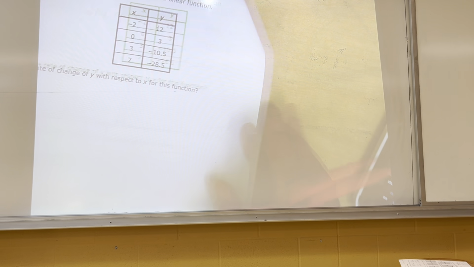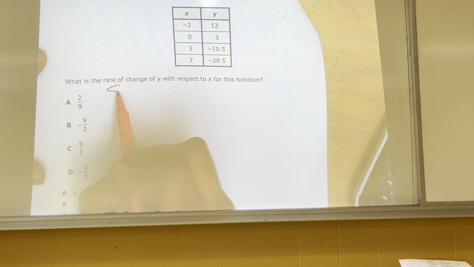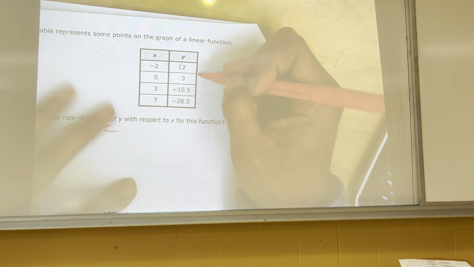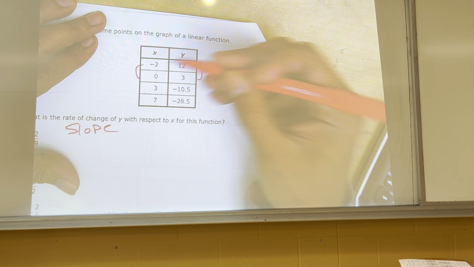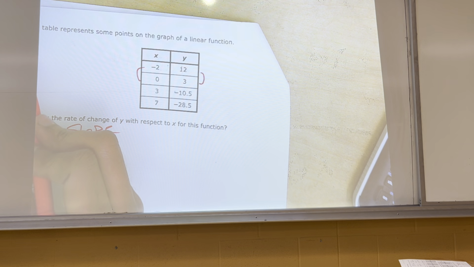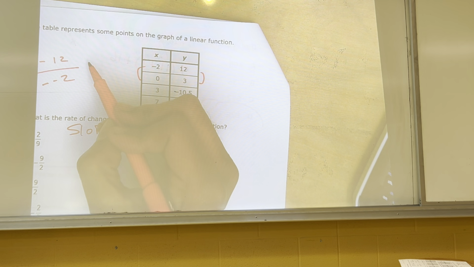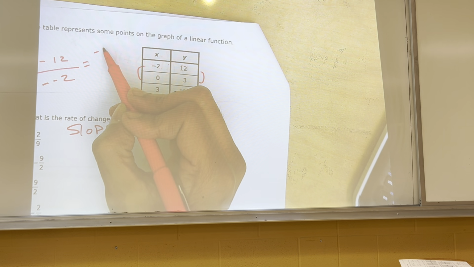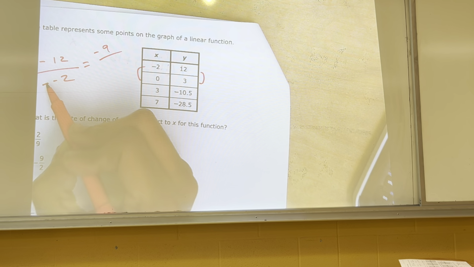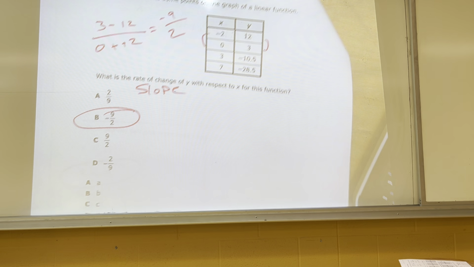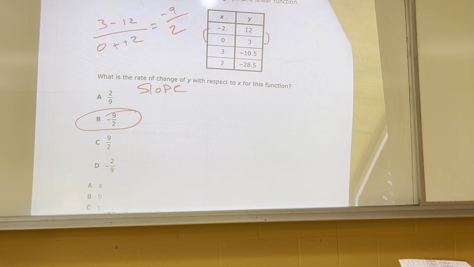Number 8, rate of change, same thing as slope. Okay? So we have this, 3, this. So what we're doing is 3 minus 12 and 0 minus negative 2. 3 minus 12 is negative 11. And that is positive 2. B. Is that okay?